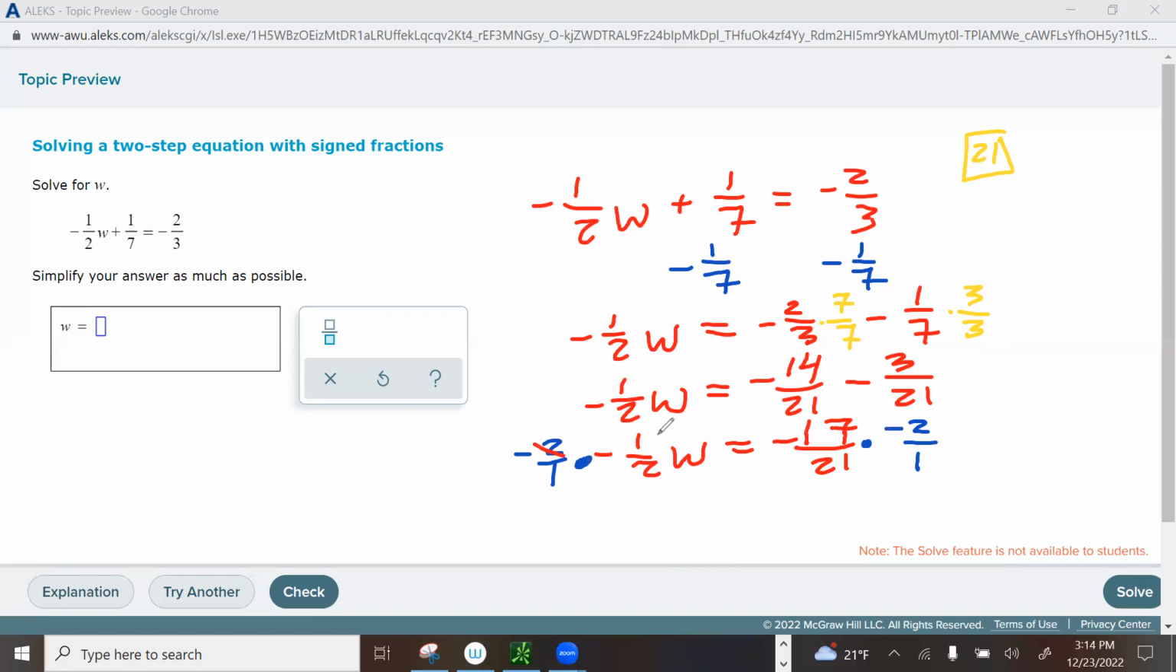So swing, swing, they cancel. And a negative times a negative is a positive. Okay, again, negative times negative is a positive, so the signs are gone. This 2 isn't going to cancel with anything in there because 2 doesn't divide into 21. So 2 times 17 is 34, and 21 times 1 is 21. And that is it. So good thing to practice.